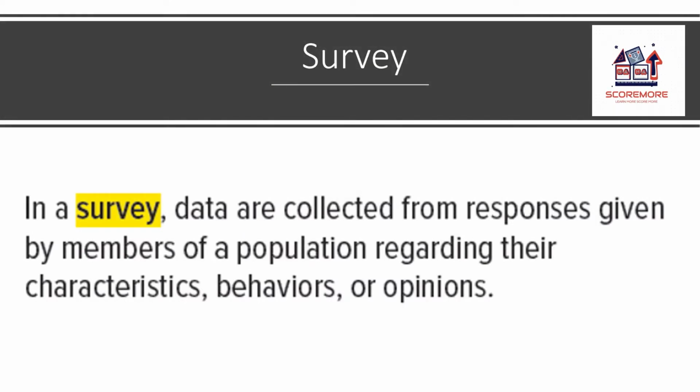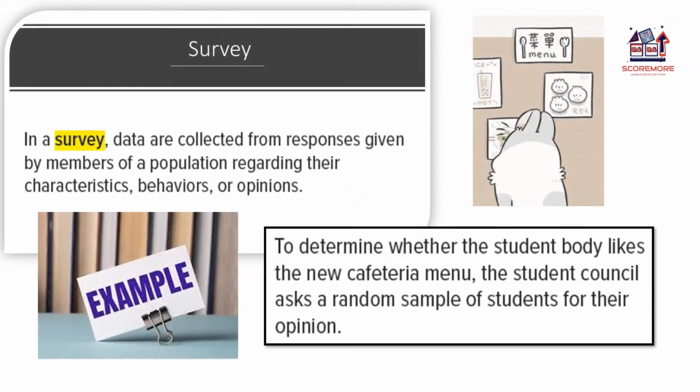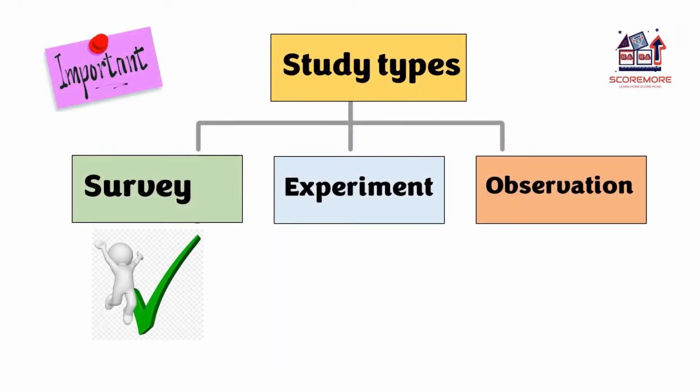Survey. In a survey, data are collected from responses given by members of a population regarding their characteristics, behaviors, or opinions. Example for the survey: to determine whether the student body likes the new cafeteria menu, the student council asks a random sample of students for their opinions. We are done with type number 1, survey. Let's move on to the next type.